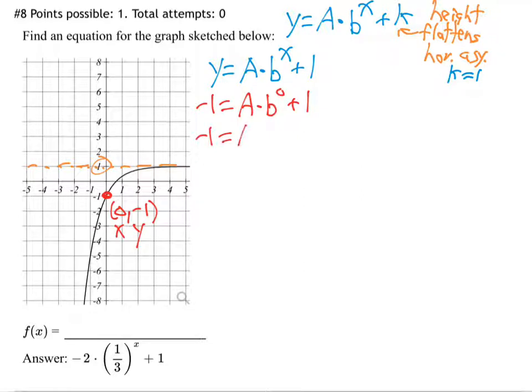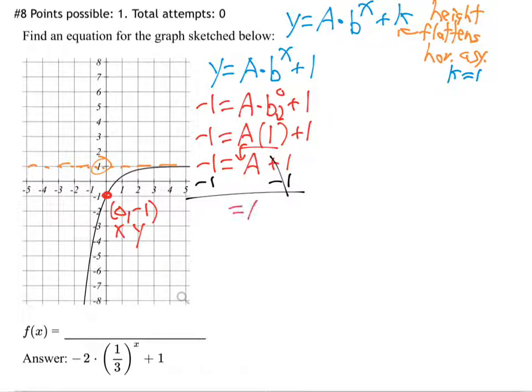What do we got? What is anything to the 0 power? 1. And a times 1 is just a. So then subtract 1 from both sides. Boom. A is minus 2. So we've got the a. So now our formula, we're getting closer, has become y equals a, which is negative 2, b to the x plus 1. We're to here.